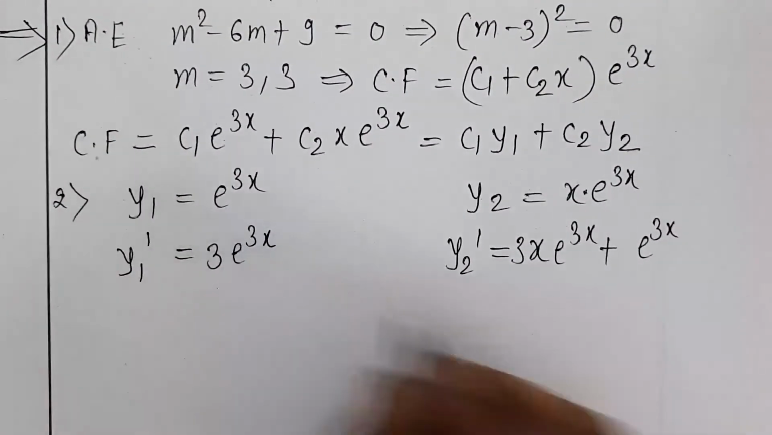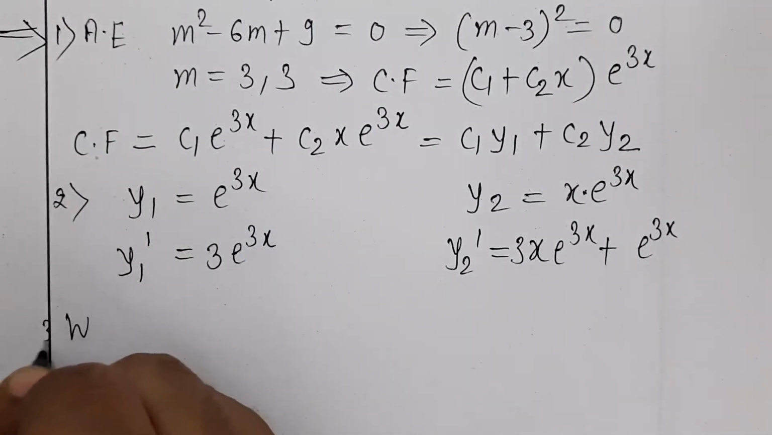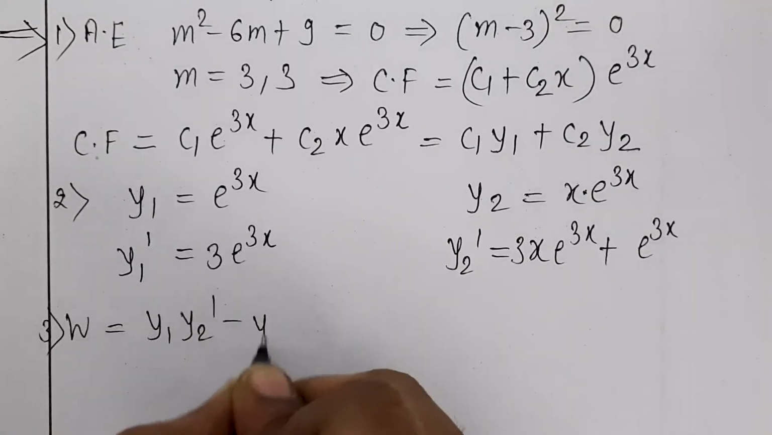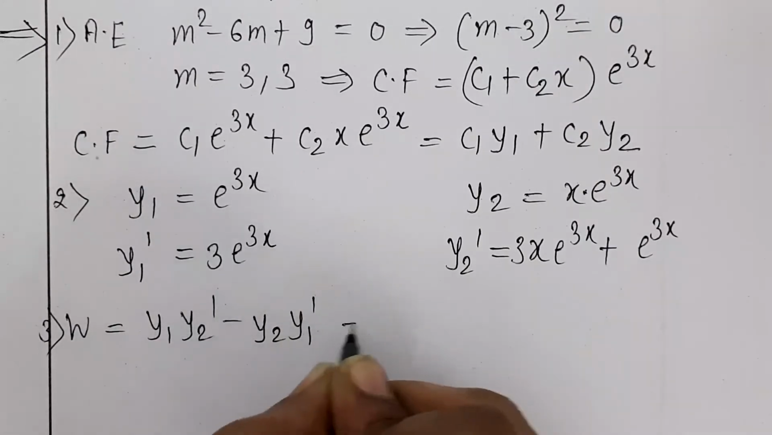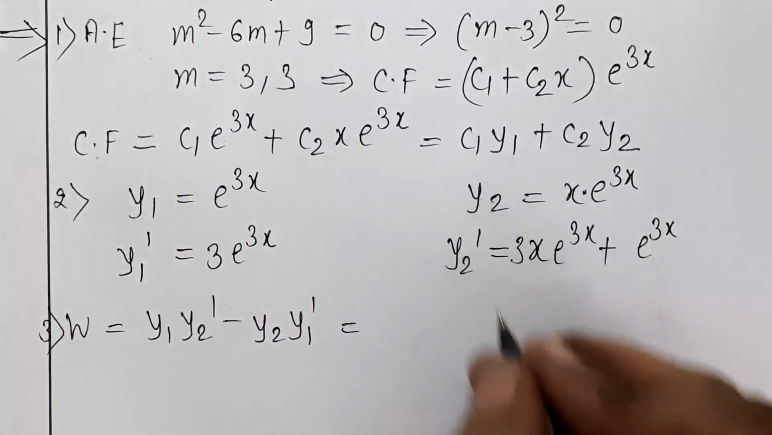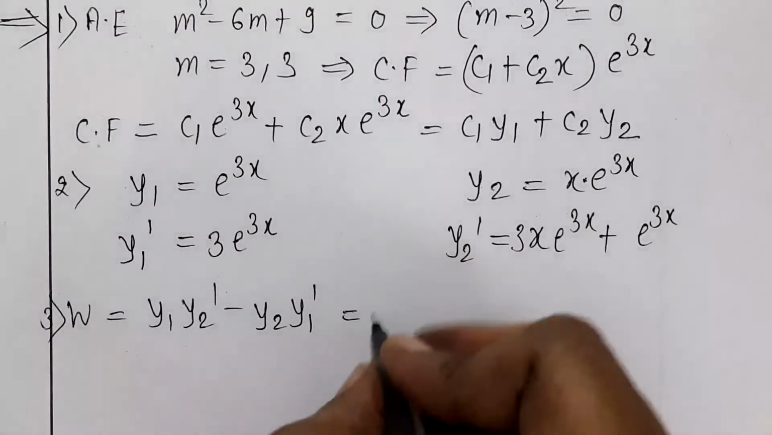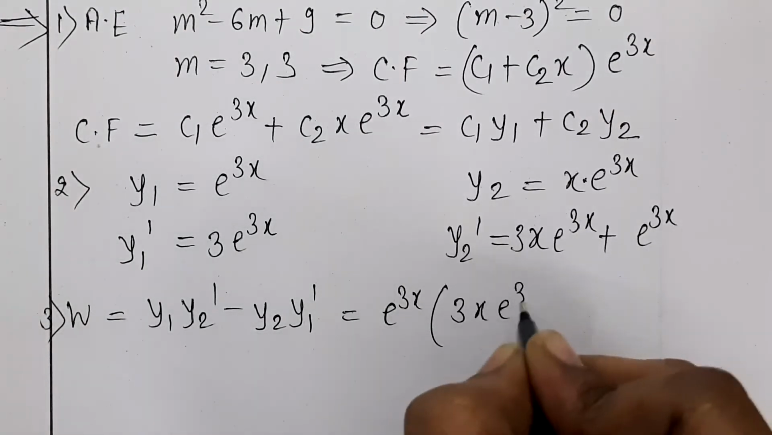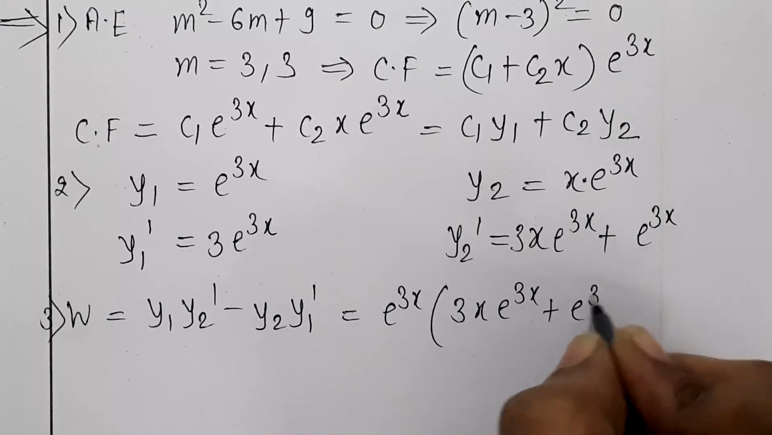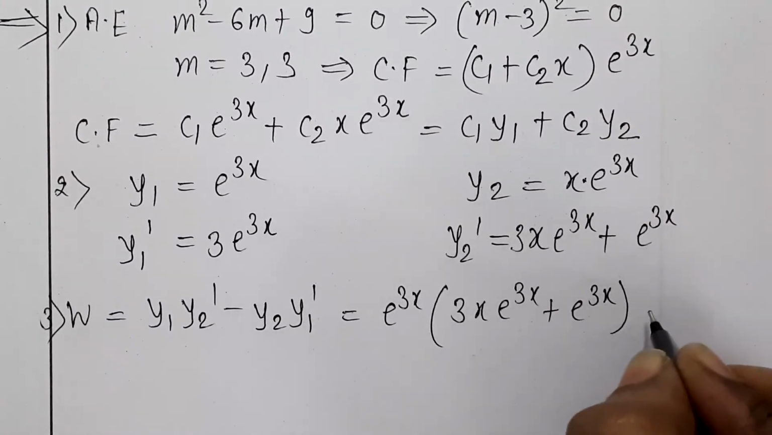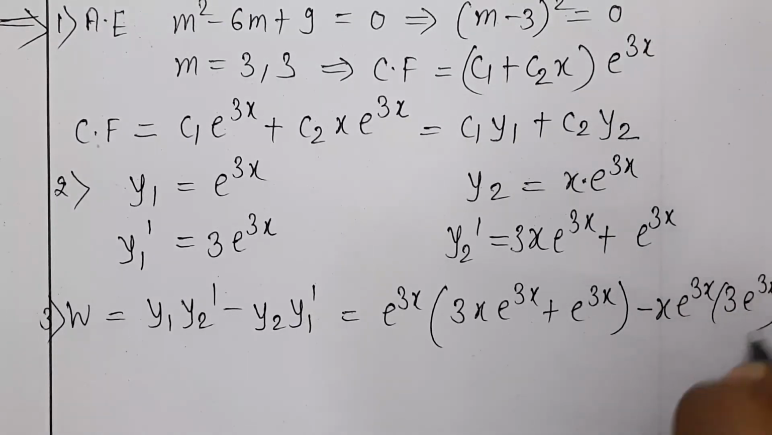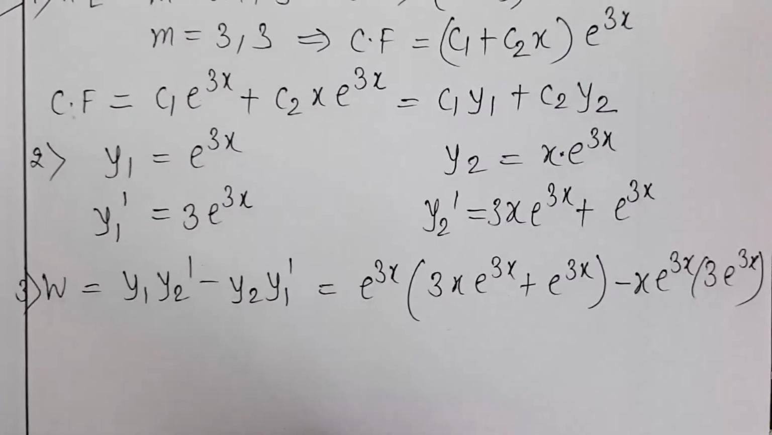So now find out W. W is equal to y1 y2 dash minus y2 y1 dash. To remember W, directly remember the cross multiplication of these two. So it is e to the power 3x multiplied by 3x e to the power 3x plus e to the power 3x, minus x into e to the power 3x multiplied by 3 into e to the power 3x. So simplify it.